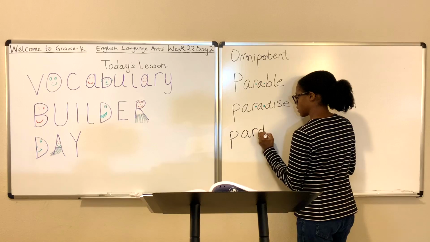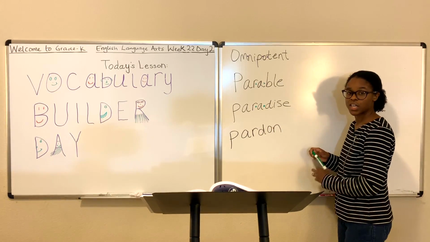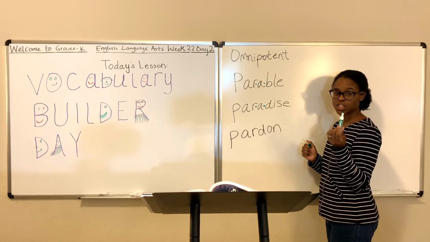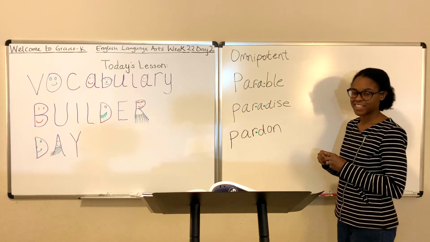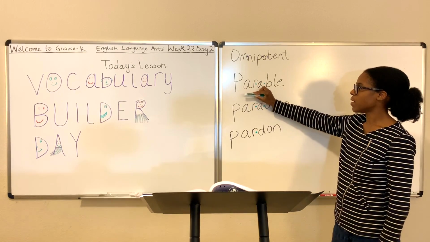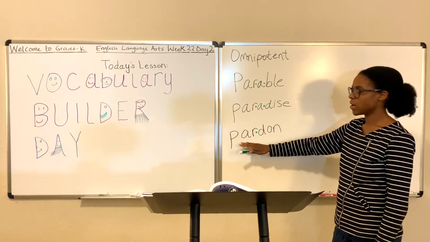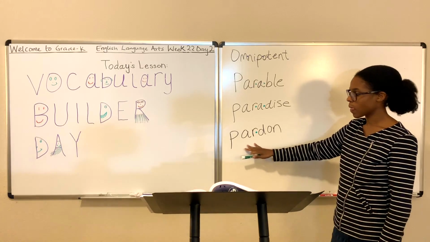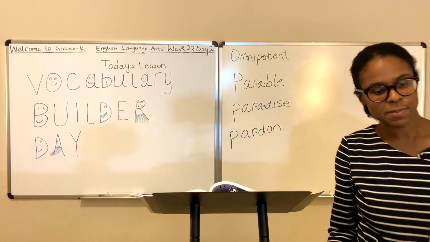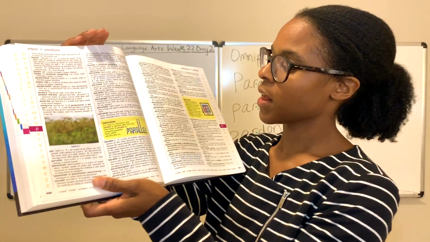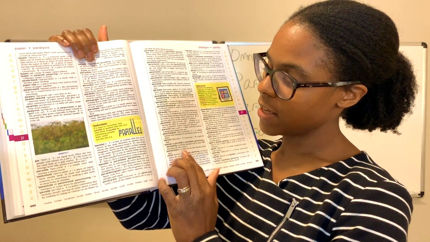Pardon. How many syllables is the word pardon? Pardon. Where should we place the central dot? That's right. Very much like we've been doing, parable, paradise, pardon. Pardon is P-A-R, par. Done is D-O-N, pardon. Let's find out what pardon is before we conclude for the day. If you get your dictionary, you can just continue looking for the D following the R.